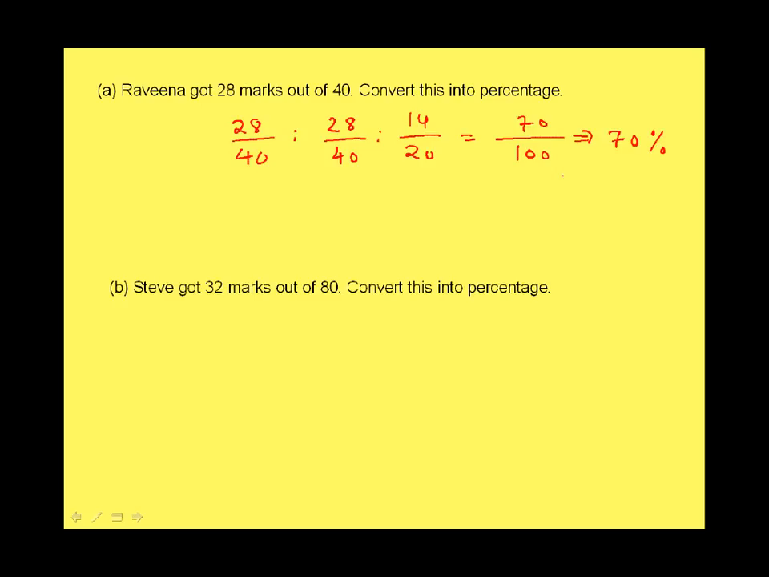So this is a non-calculator method. If you do 32 out of 80, then we need 20, so we can say a quarter of that is 8. So that means 40 out of the total 100, so this is 40%.